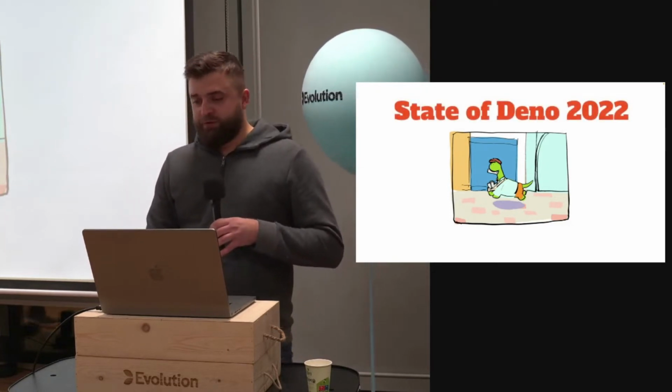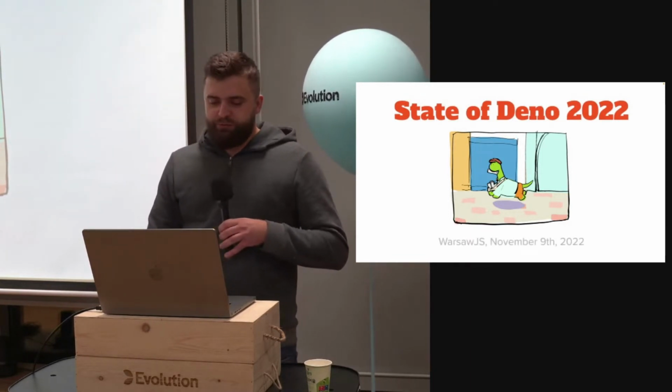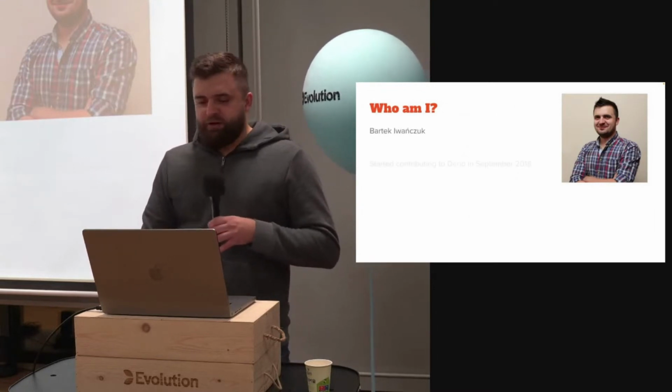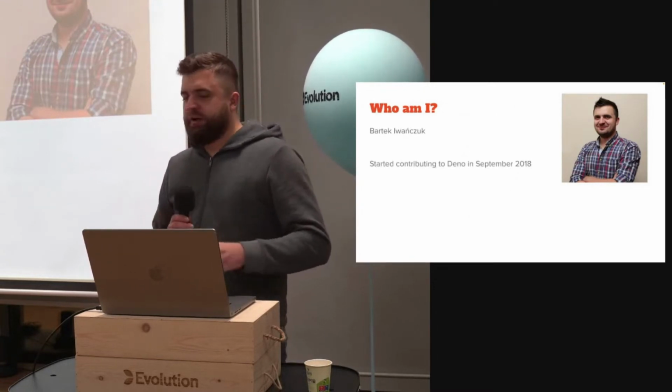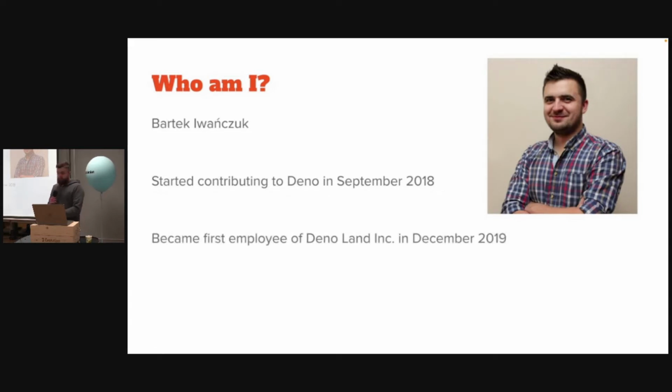So we'll talk about the state of Deno in 2022 and going into 2023. So shortly about me, I'm Bartek. I'm a software engineer working at the Deno Land company. I started contributing to Deno in September 2018, just a few months after it came out. And I became the first employee of the company that was formed in December 2019. And currently I'm leading the CLI team. So we have a few teams in the company.